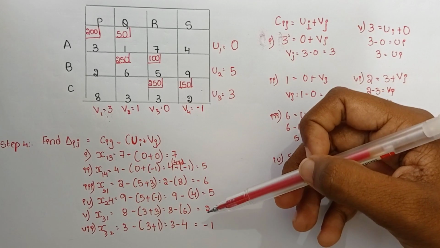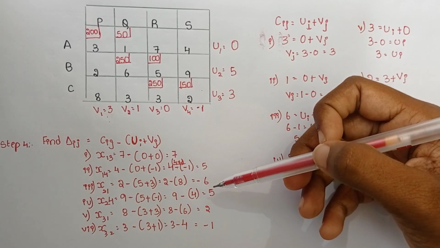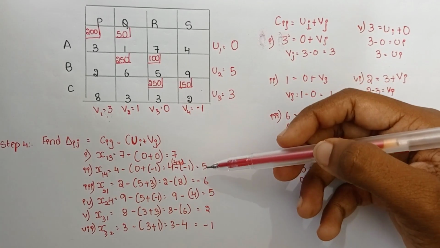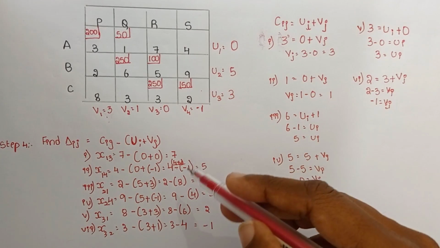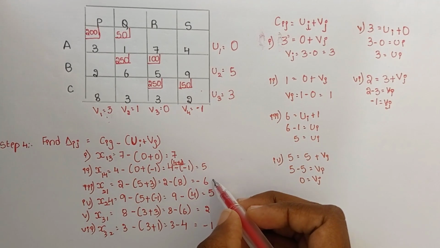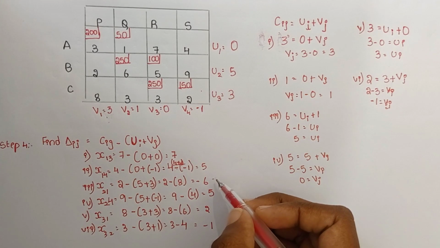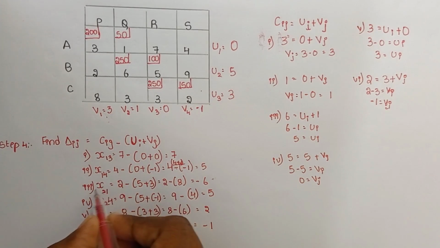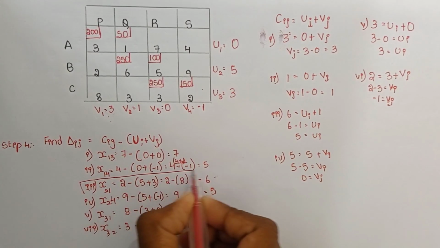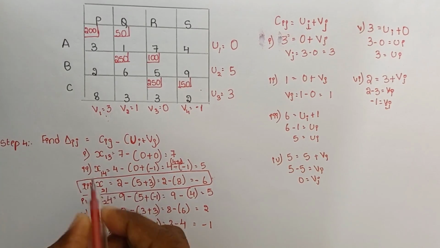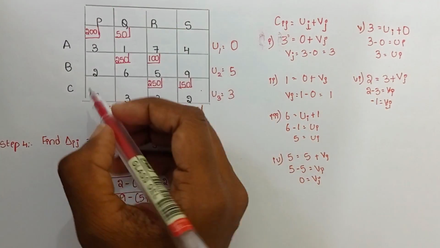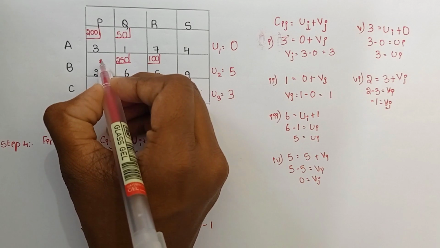So among these negative values, we have to select the most negative value. The most negative value among these delta ij is this. So this is the most negative value. So I will select this particular cell. This cell lies in the second row and first column. So I will select this cell.